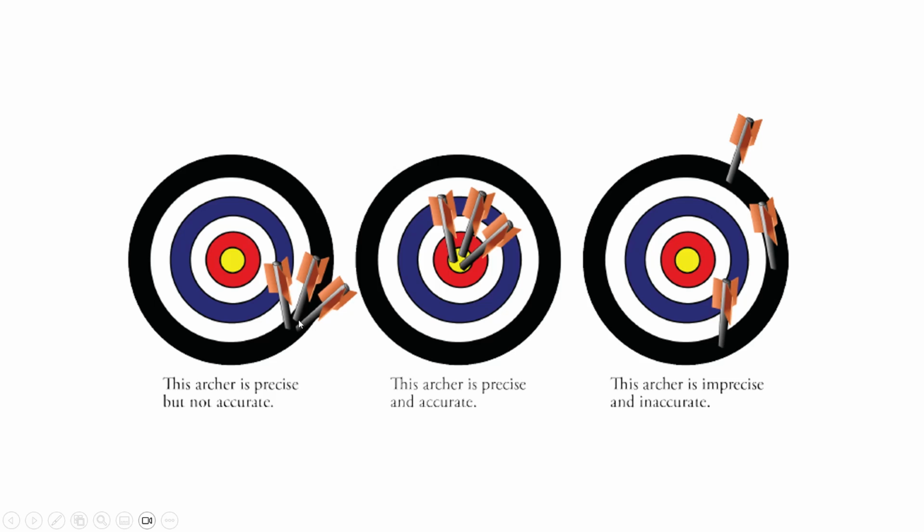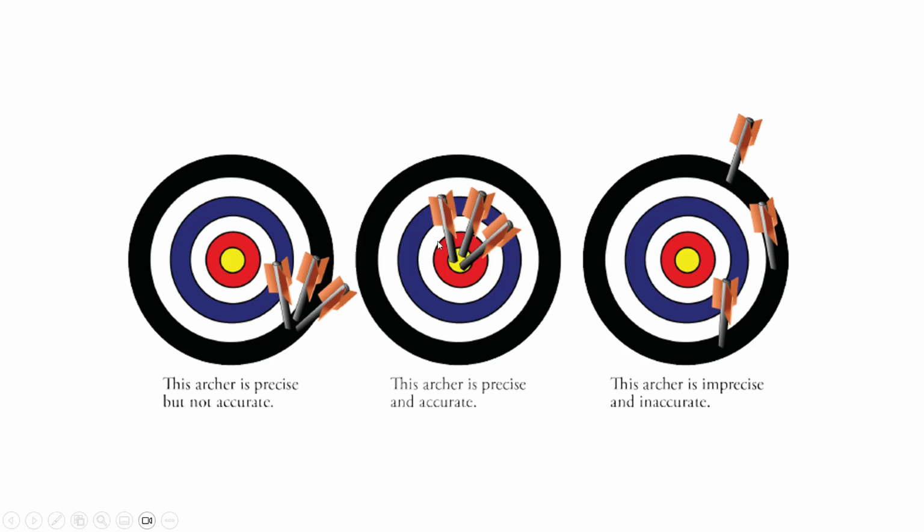A practical example of this is if you forget to zero the balance when you're getting a mass of an object. So every time you're going to get the same measurement, but if it wasn't at 0 when you started, it's going to be inaccurate. It's going to be wrong.